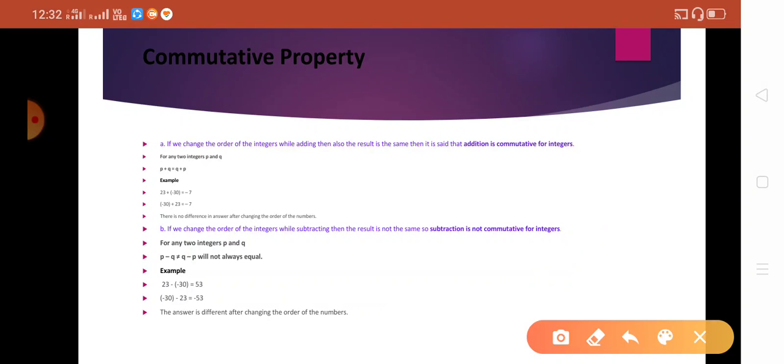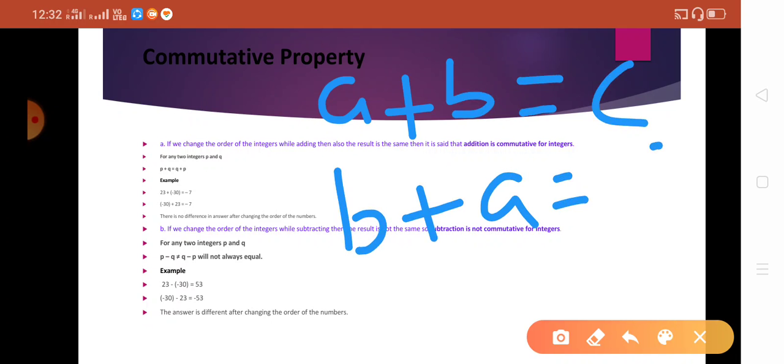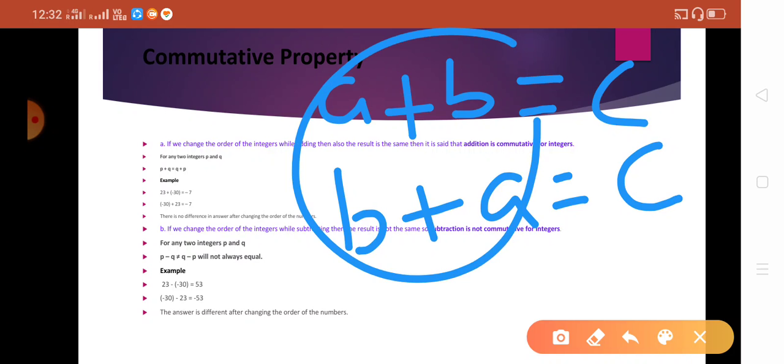Next is the commutative property. Commutative comes from communication. Communication means exchange of thoughts. Keep in mind the word commute means exchange. So commutative property means whenever you exchange the numbers, the answer is the same. For example, you have a plus b, you will get c. But if you add b plus a, the answer must be c. Whenever you interchange the numbers, the answer is always the same.